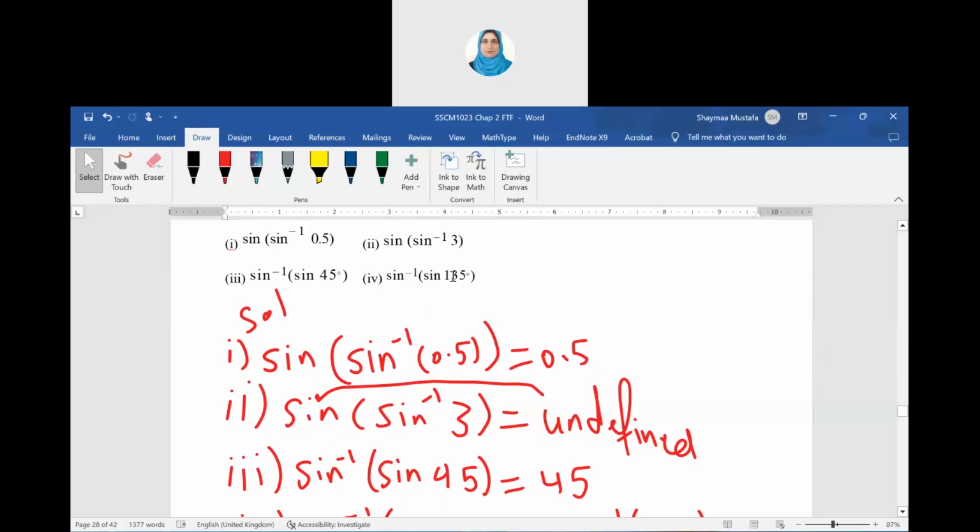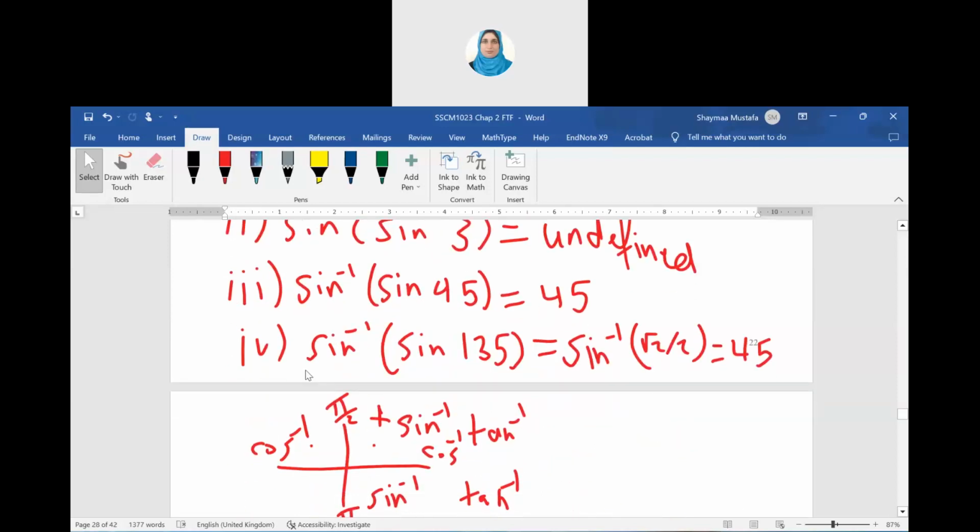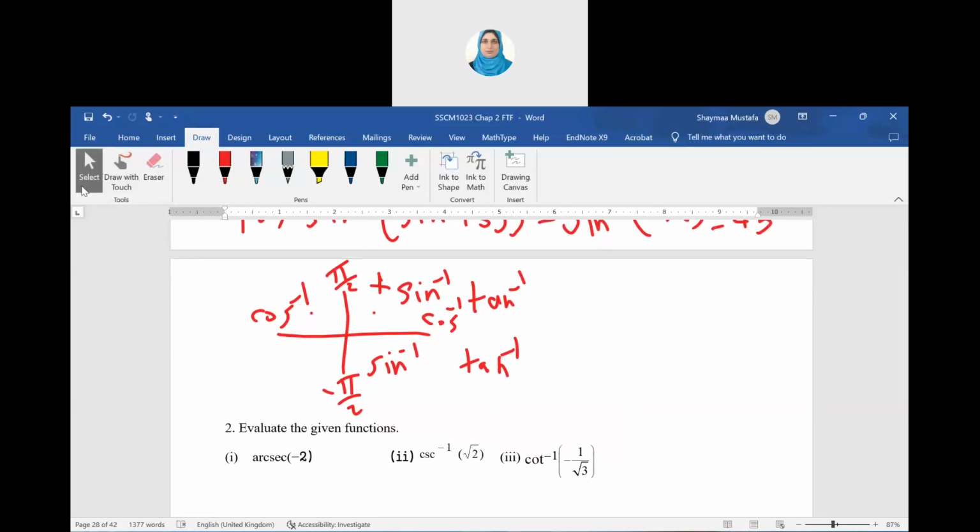If sine, for example, 225, this one is negative, then sine inverse should be from the fourth quadrant. If you try to calculate sine inverse sine 225, sine inverse. If we can calculate it here, maybe.